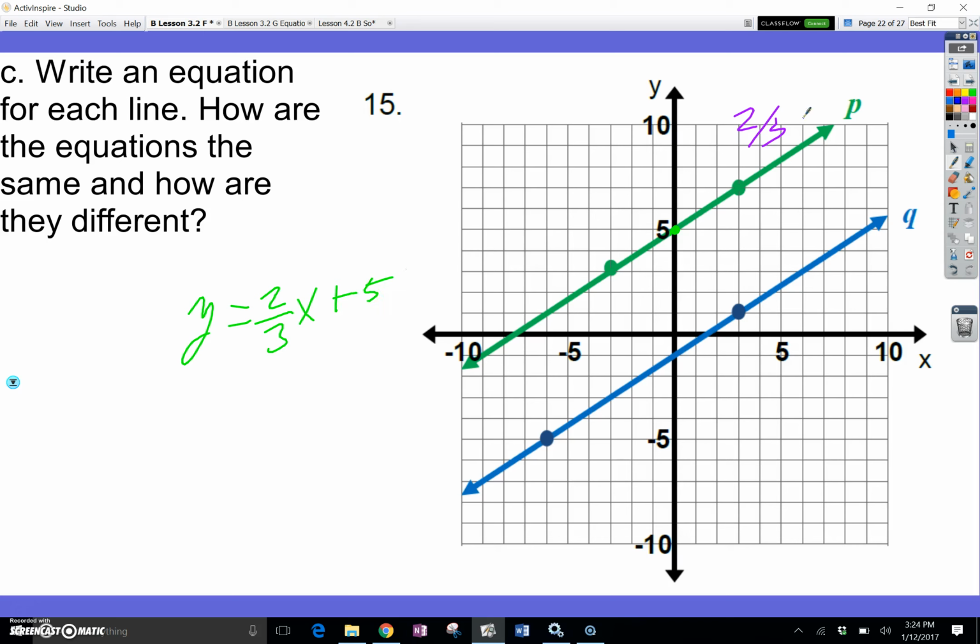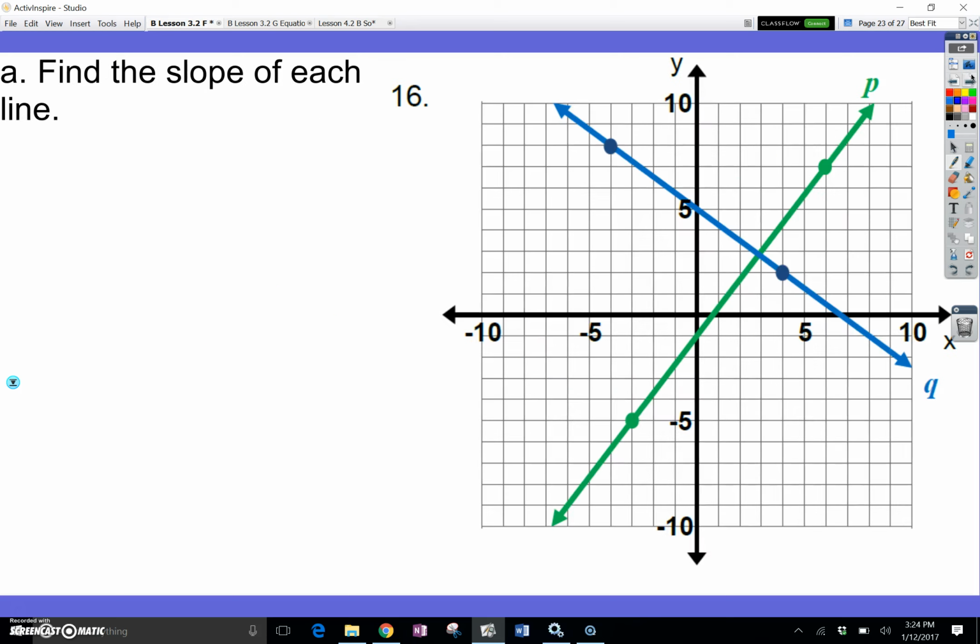Now on the other parallel line, same idea. It's going to have the same slope. But now I need to find the y-intercept, which is going to be located right here, which is just negative 1. What we really want you to notice here is that you have the same slopes with parallel lines, but you have a different y-intercept. That's what parallel lines are.